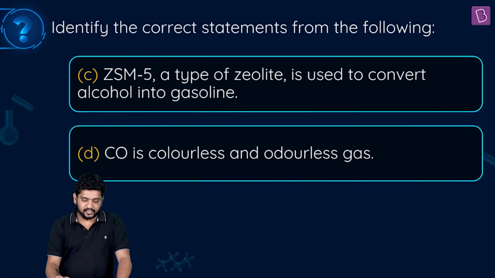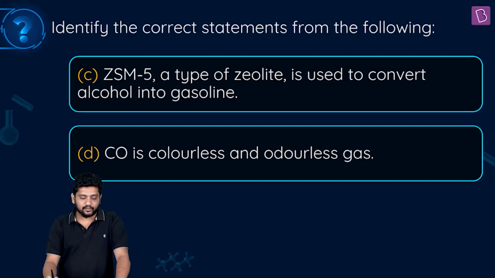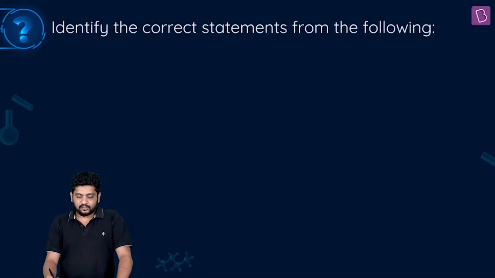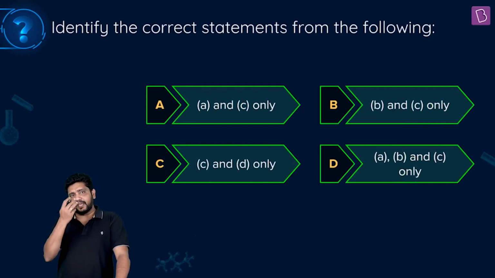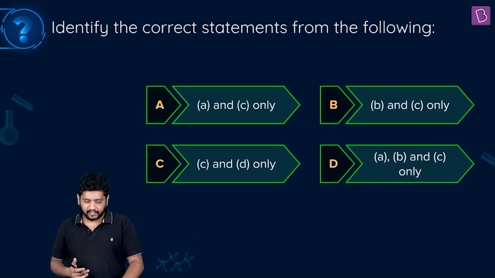Next, let's read C. C says ZSM5, so zeolite. ZSM5 type of zeolite is used to convert alcohol into gasoline. This is what it says. And D says carbon monoxide is a colorless and odorless gas, right? So we have to identify the correct statements from the following. The options are: A and C are correct, or B and C, or C and D, or A, B, C. So there is more than one correct statement here.